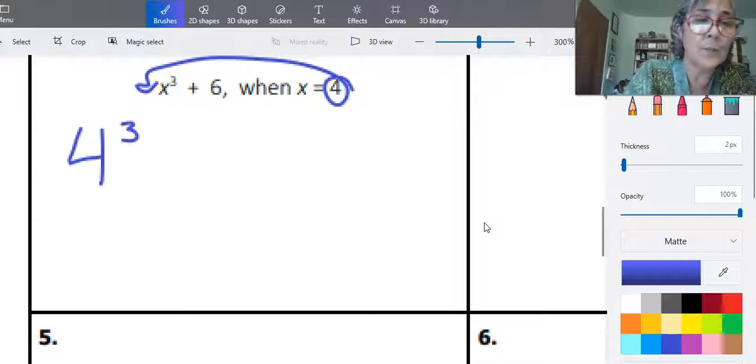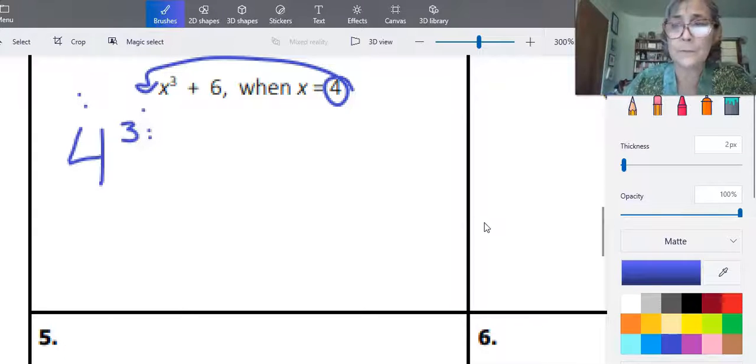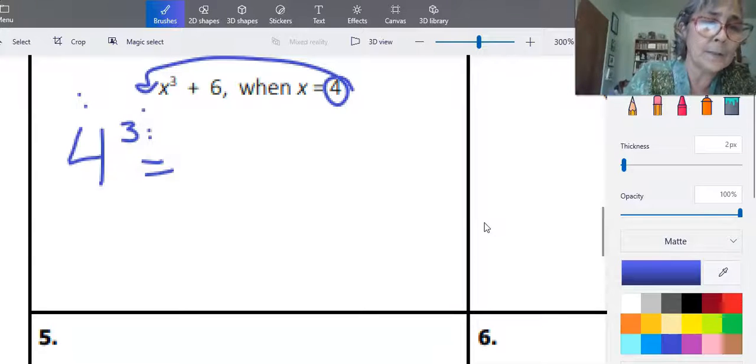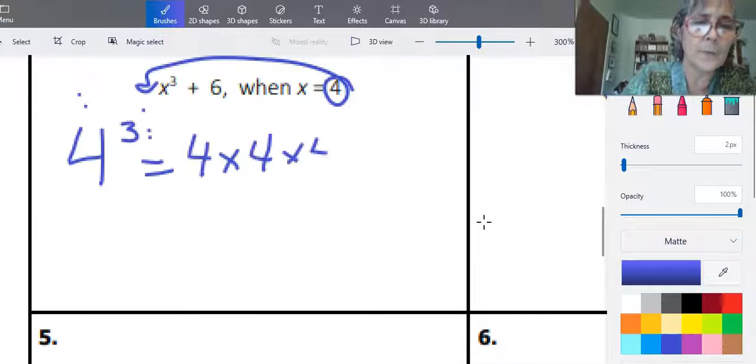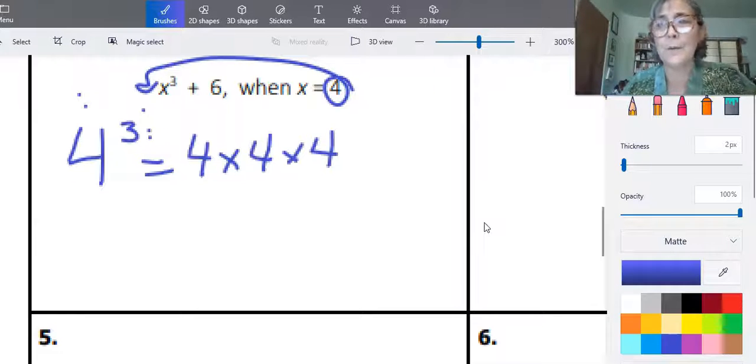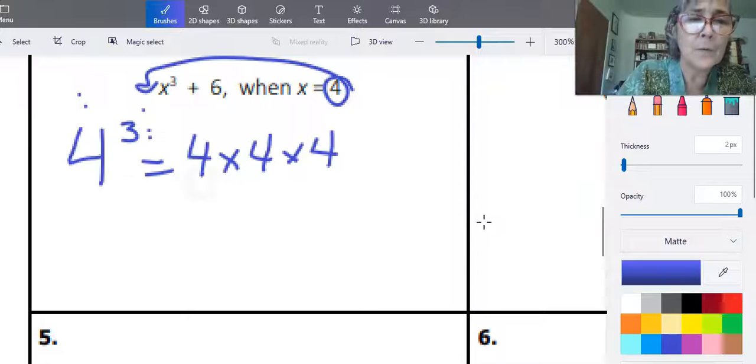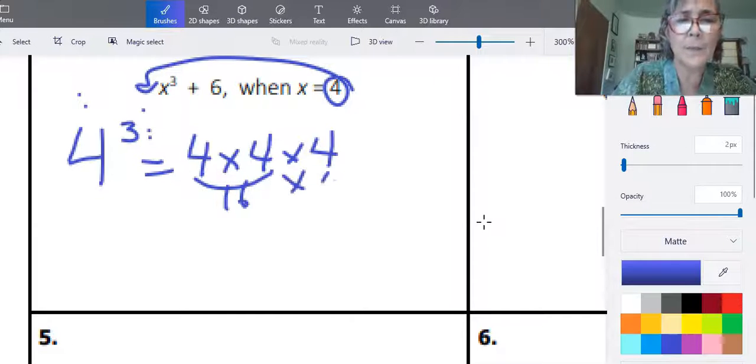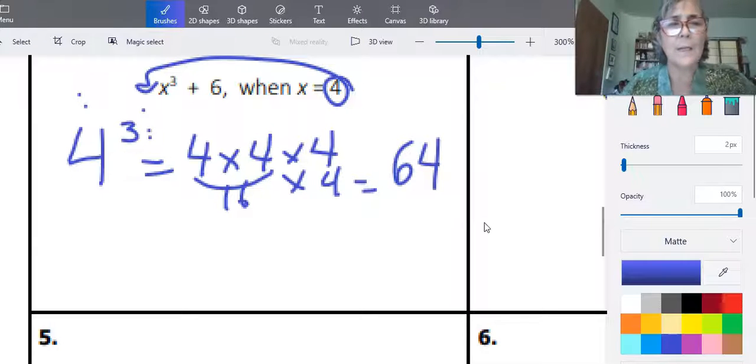Well, that means you're going to multiply the 4 three times. So it's going to look like this: 4 times 4 times 4. Now you can't multiply those all at the same time. You have to do these first, which is 16. 4 times 4 is 16. And then multiply that by 4, which is a hard one, but I'll tell you it's 64. All right, now I know what 4 to the 3rd power is. I can replace 4 to the 3rd power with 64.